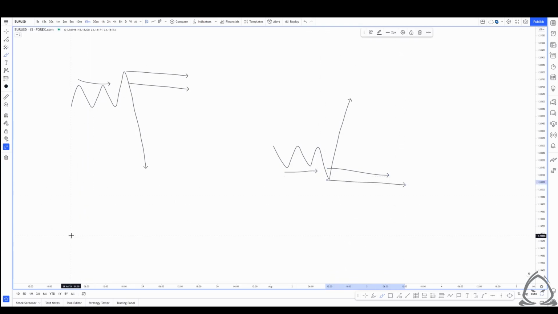We can also have a similar situation where we have a swing high, a sweep of that swing high, and then a rapid move to the downside. And then on the flip side, a swing low, a sweep of that swing low, and then a move to the upside, forming a demand zone.